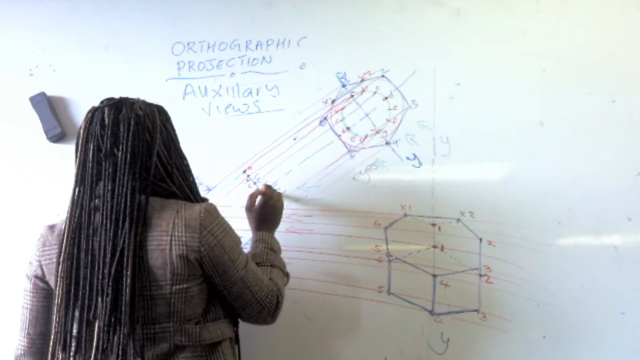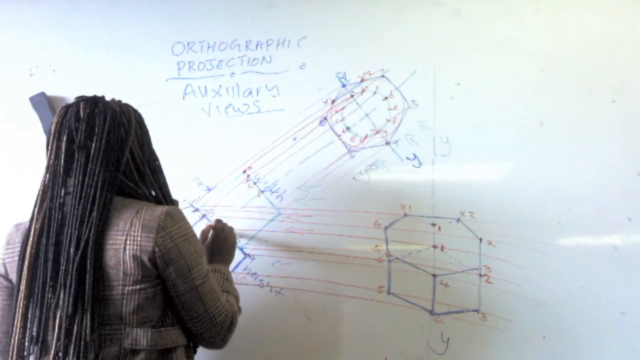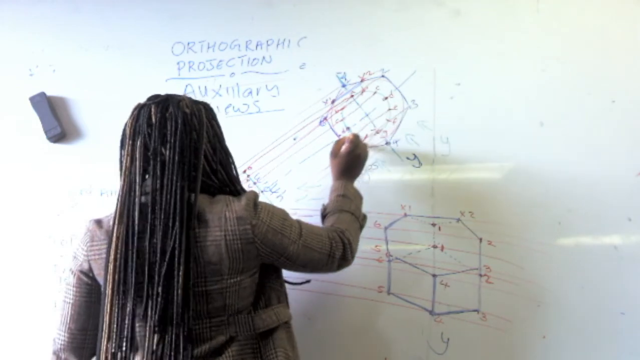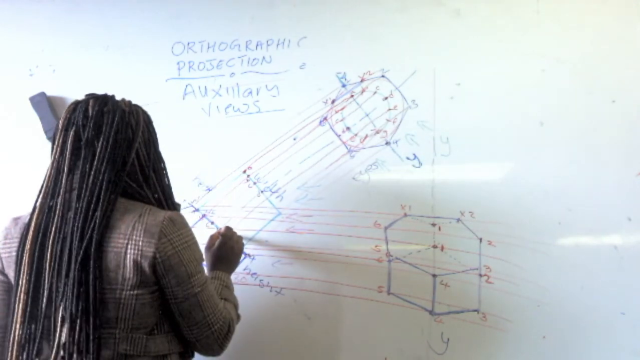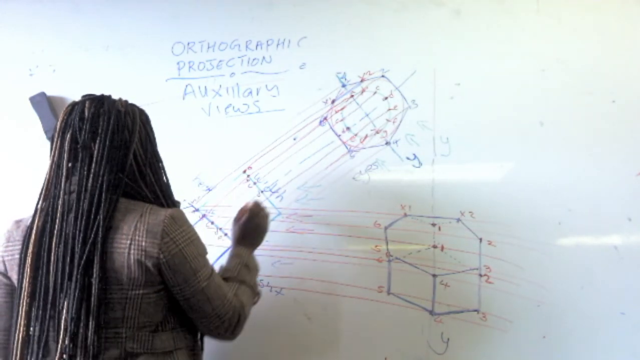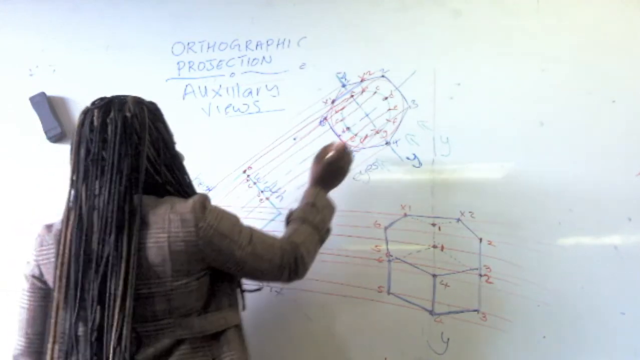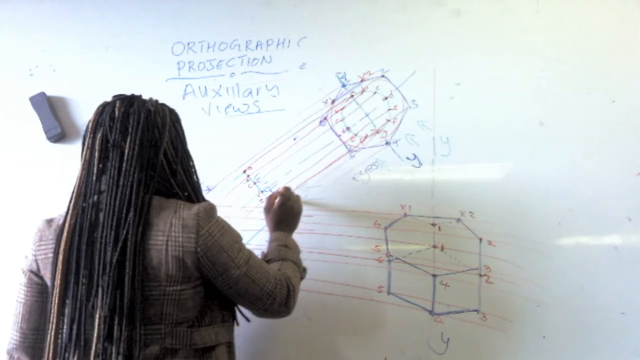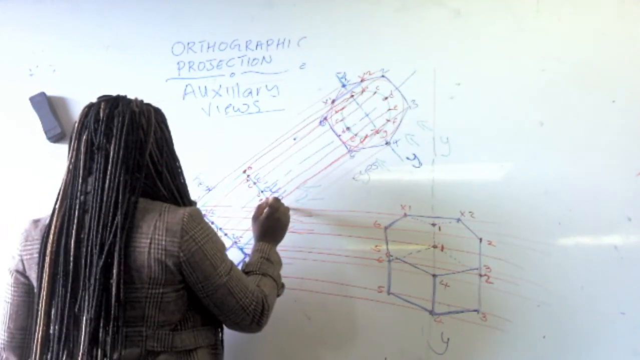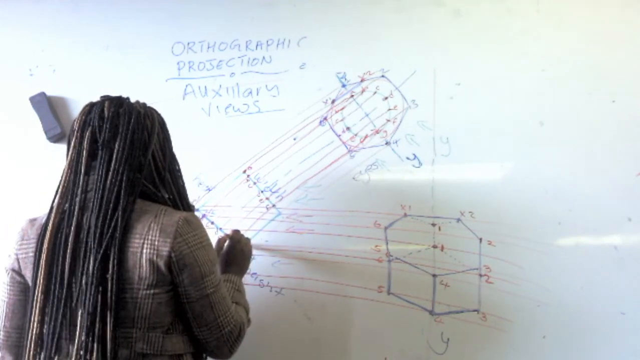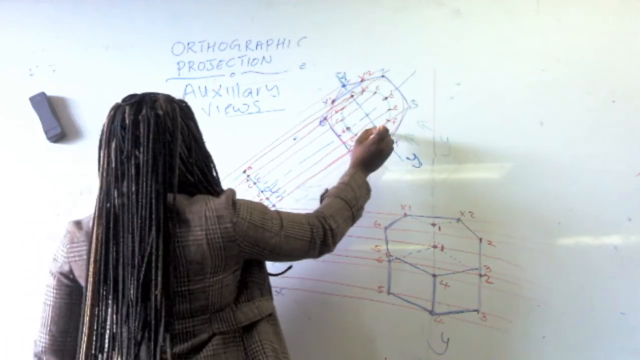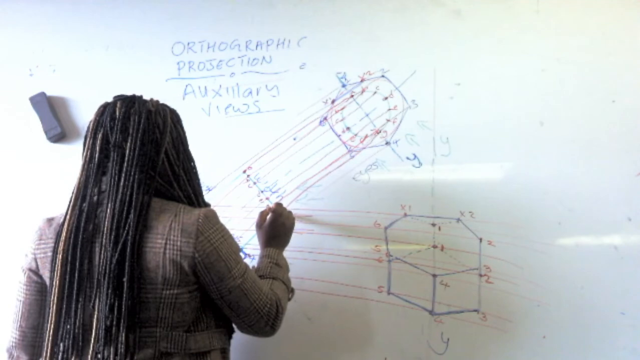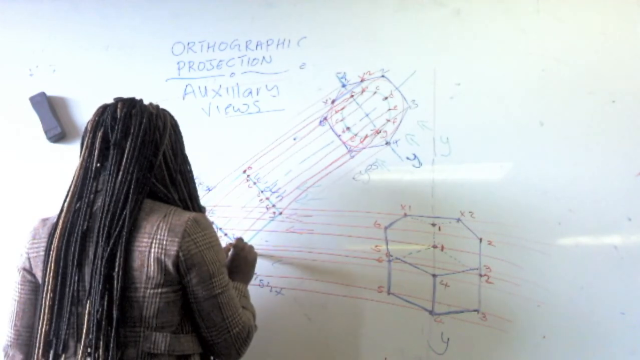Then D is the center. D and D on the center. E will pass through this E. That is E. And on top, E is here. Then we have F and F. Let's use this line that's already existing. F and F here. Then we have G, which is the last part. G is just this corner here. G and G at the bottom.